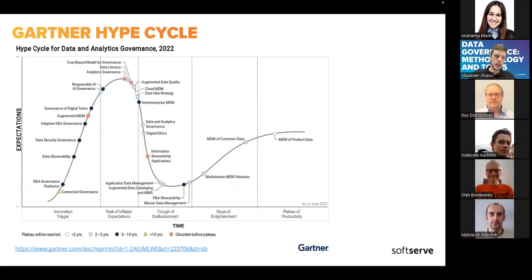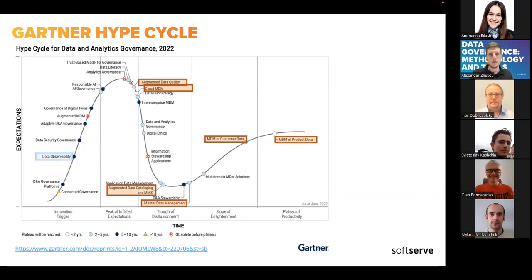There is a hype cycle from Gartner related to data governance and analytics as well. There are some things that are mature in terms of tooling. Today, technologies related to data cataloging, master data management, and data quality are quite mature. Master data and data catalogs are really well developed. Data quality is somewhat okay, but there are also many more technologies and trends that are just beginning to establish. For example, data observability.